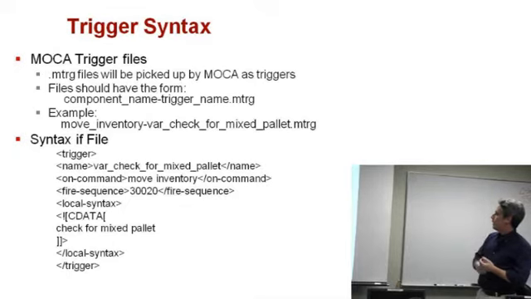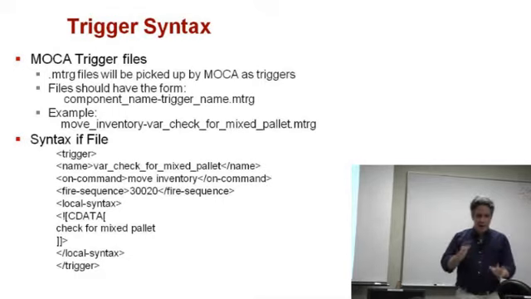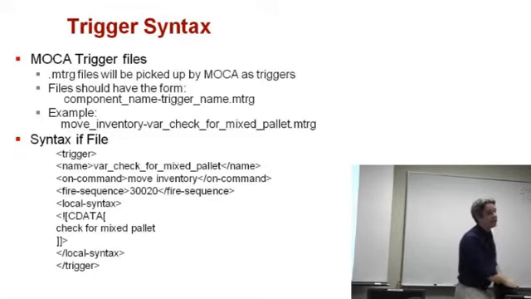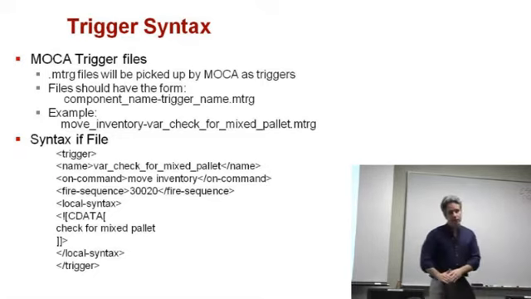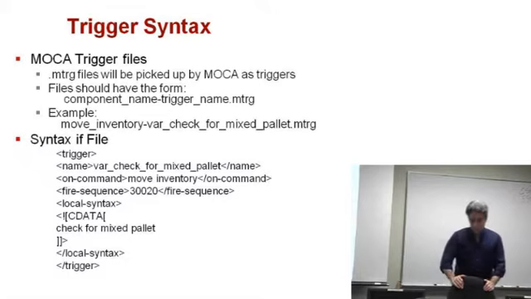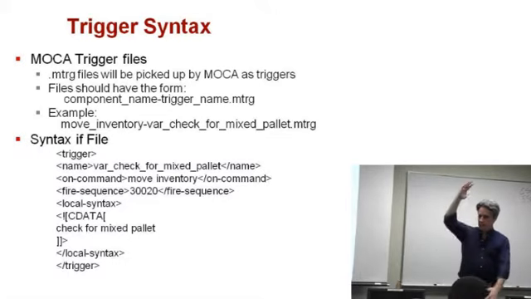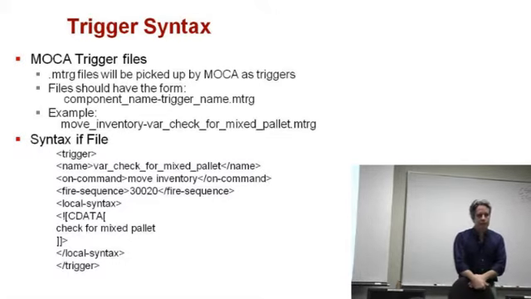So basically, if you go in here and get into the file itself, here's what the thing looks like. It's the name of the trigger, on command, and then you put a firing sequence, and then the syntax. Now, I am not a huge fan of having a lot of syntax inside of a trigger statement. I've seen like 2 pages of code inside of a trigger statement.